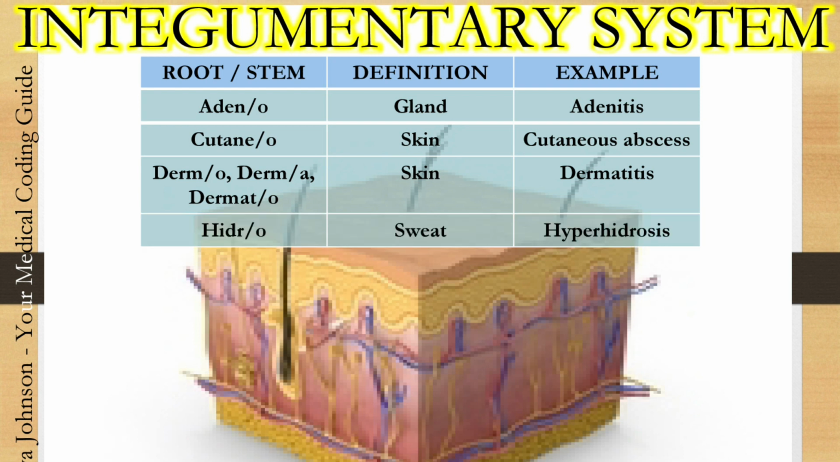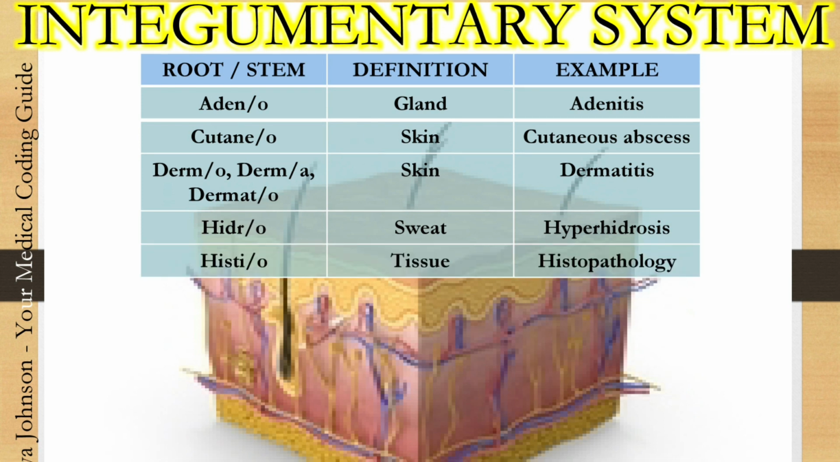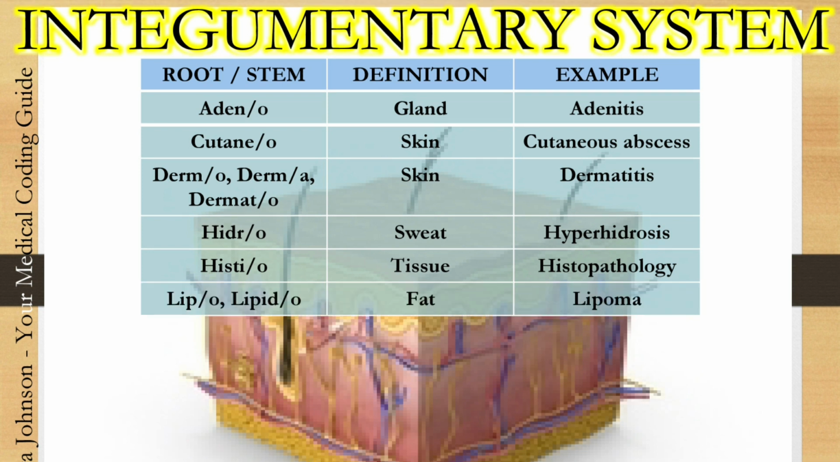Next one is hydro. Hydro means sweat. For example, hyperhidrosis. Hyperhidrosis means excessive sweating. The next one is histio. Histio means tissue. Histopathology. It means the study of the diseases of the tissues. The next one is lipo or lipido, which means fat. Example, lipoma, the fatty tumor.